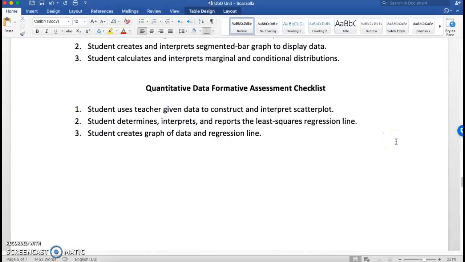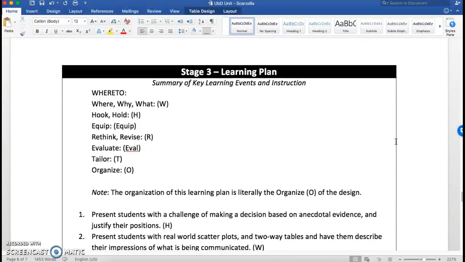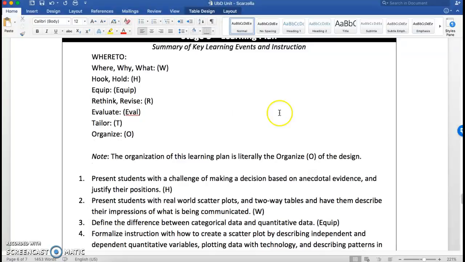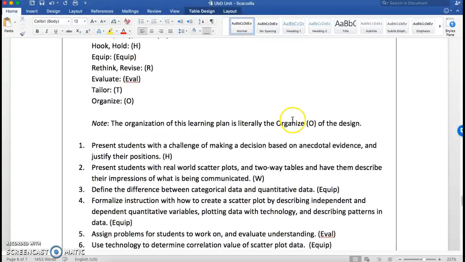And then the learning plan, I'm not going to go through the whole thing, but it does go over the different areas that we talked about in our text. The where to, where, why, what are we doing, what's the hook and hold 'em during the unit, what kind of equipment do they need to use, where do I revise and rethink during the unit about what's happening, and where do I evaluate, how do I make it tailor-made so students can figure out what to do based on their needs and abilities. And then the whole lesson here is basically just organizing.